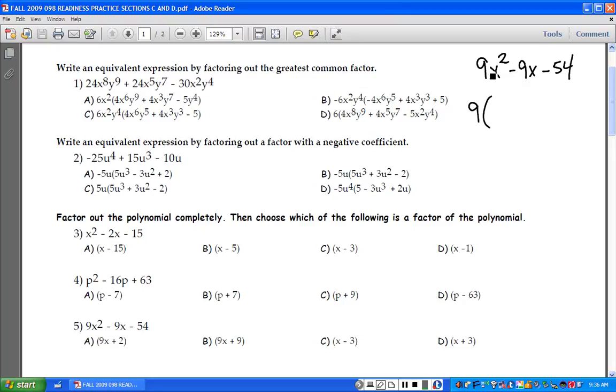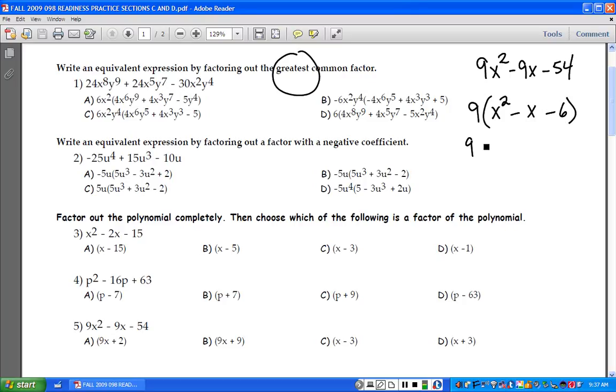If we pull out a 9, then that leaves us with x squared minus x minus 6. So we found that although 3 could come out of these, 9 is the GCF, the greatest common factor. 3 would be a factor, but 9 is the greatest factor. So that's why we go with 9. And we pull out a 9, we're left with x squared minus x minus 6.